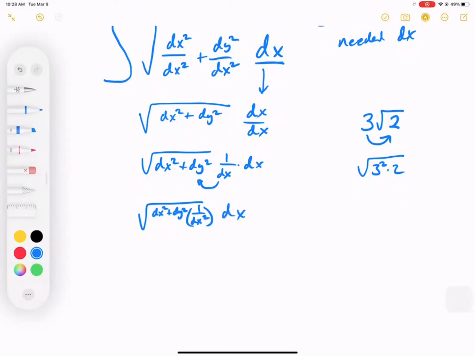Dx. You guys feeling this? See how I did that? It looks complicated. Like, why would you ever do that? How could you ever come up with something like that?